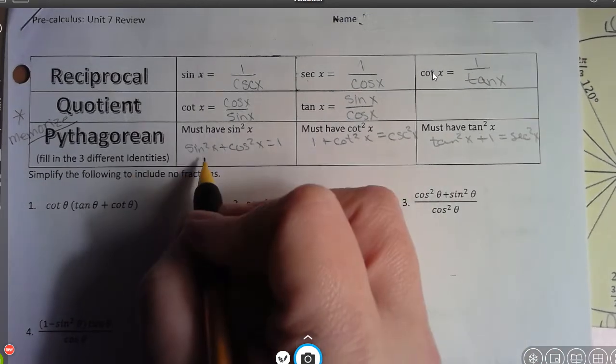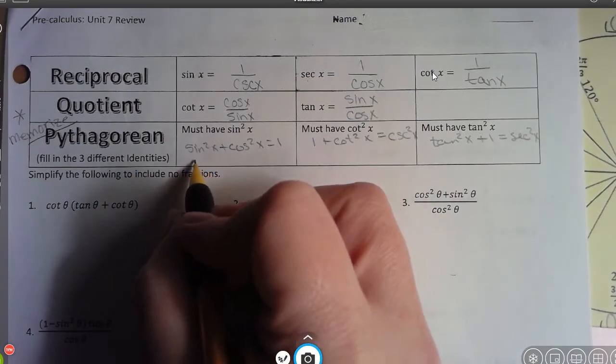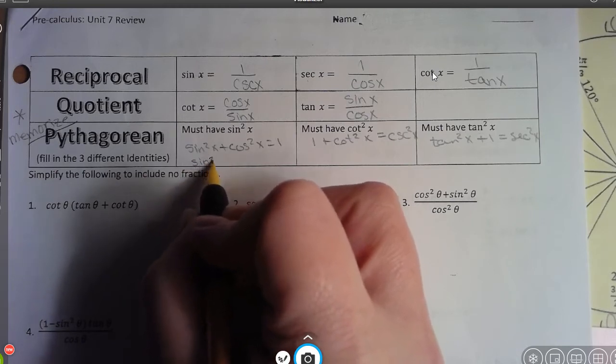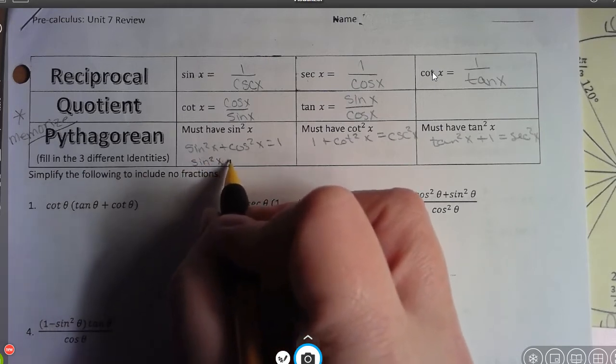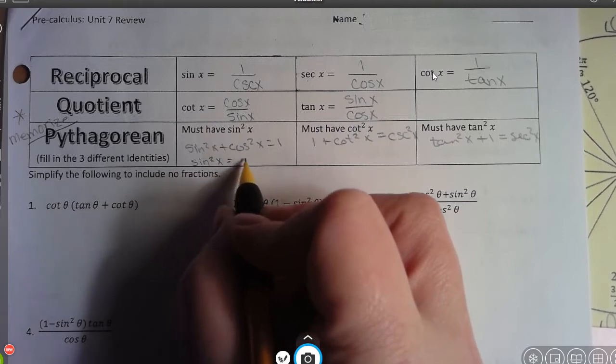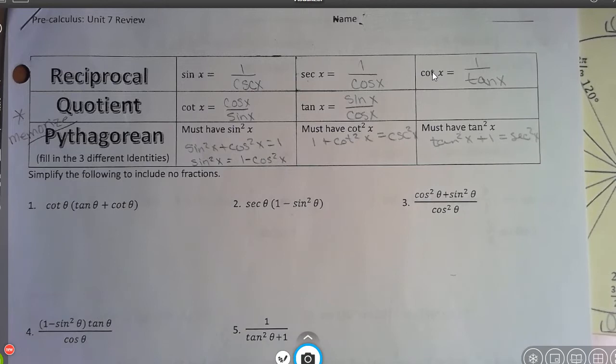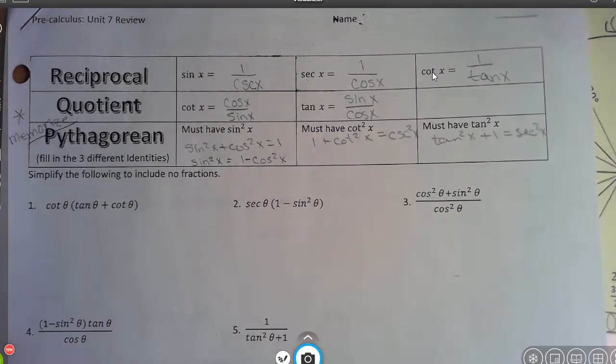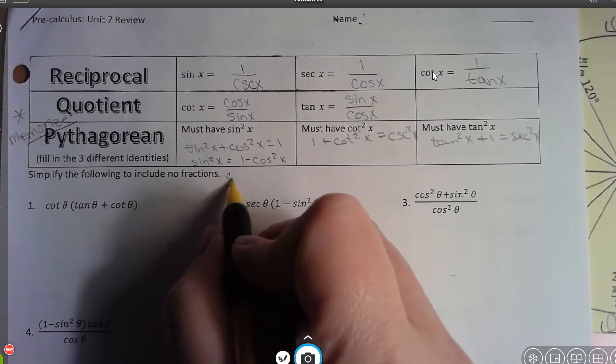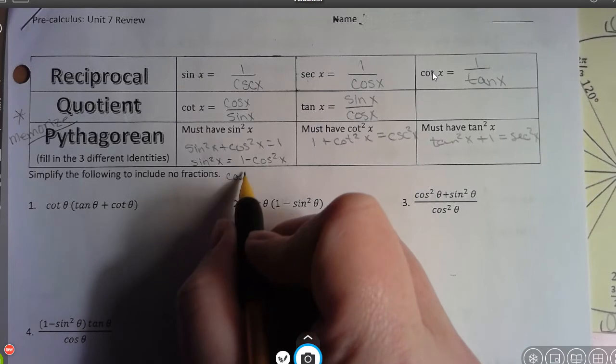Like the first one, for instance, can be solved for sine squared x. Now, be careful. If you want to solve for sine squared x, it's going to equal 1 minus cosine squared x. So if you've written it another way, that's fine. And in the same way, you could have solved for cosine squared x. It's equal to 1 minus sine squared x.